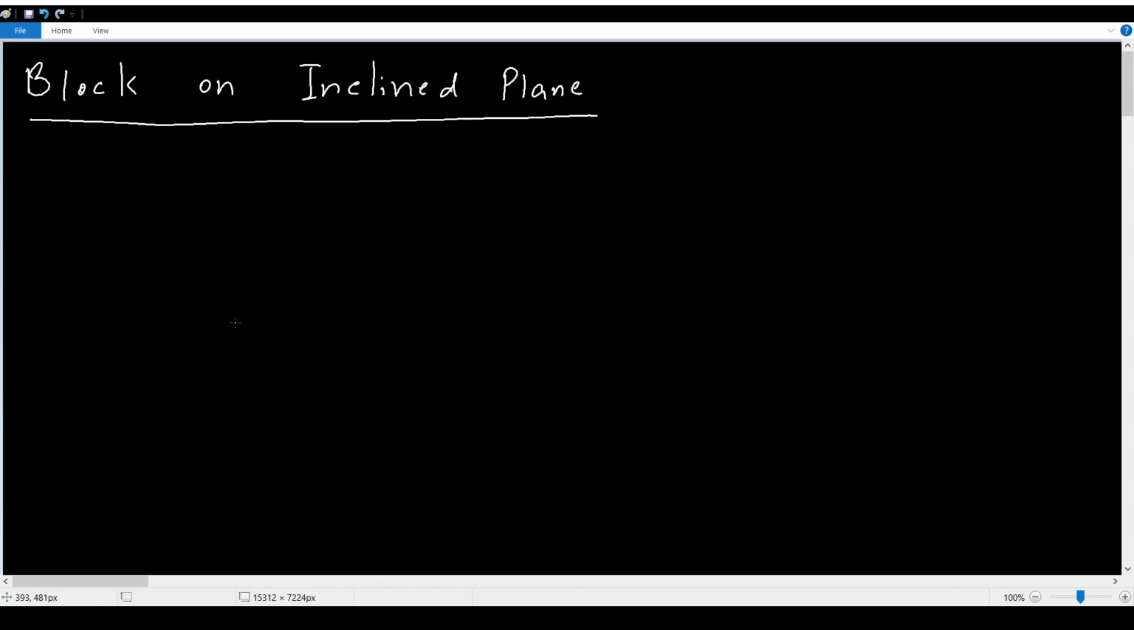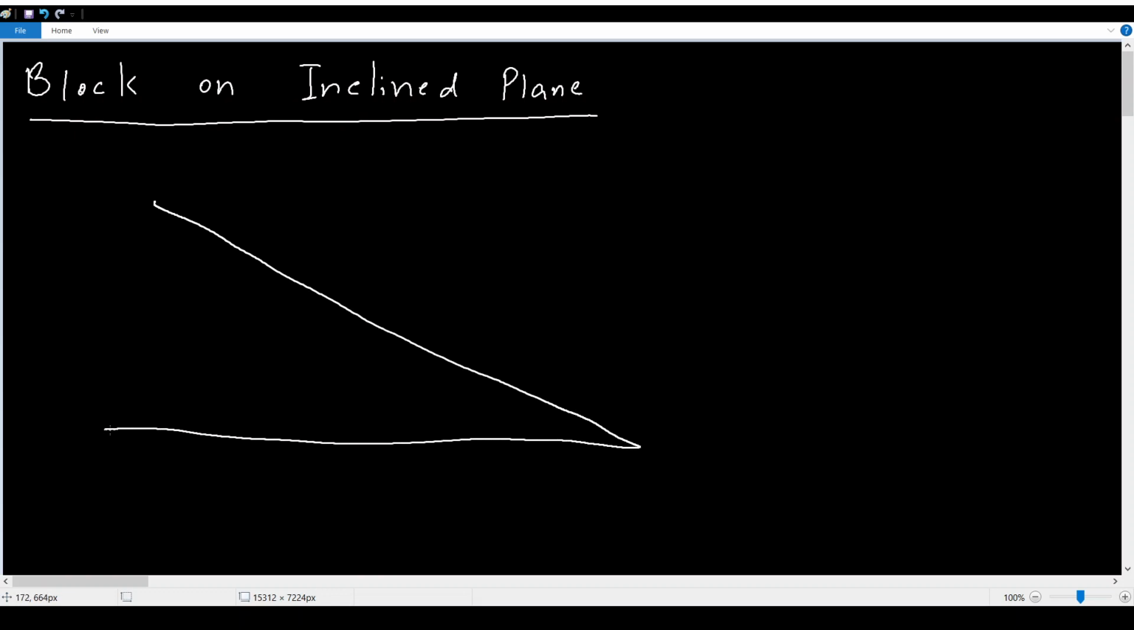In this video, we are going to be looking at a block on an inclined plane. By an inclined plane, we mean a plane that is inclined at an angle of theta, and there's a block of mass m on that plane, and it is perhaps falling down.